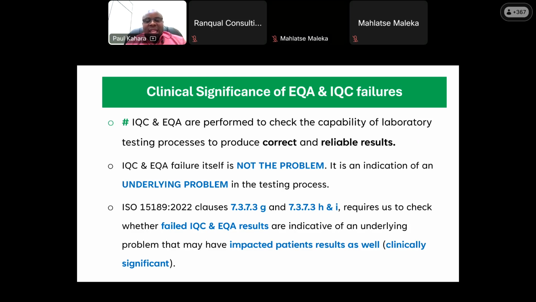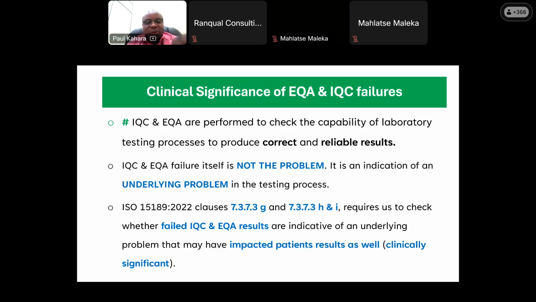But also to mention IQC and EQA failure, because many times we'll do an IQC and EQA and it will pass. In fact, 80% of our IQC and EQA runs will be acceptable. But sometimes, 10 to 20% of the time, we are likely to experience IQC and EQA failures. But we are saying EQA failures are not necessarily the problem. In fact, they are just indicative of some underlying problem in the testing process.